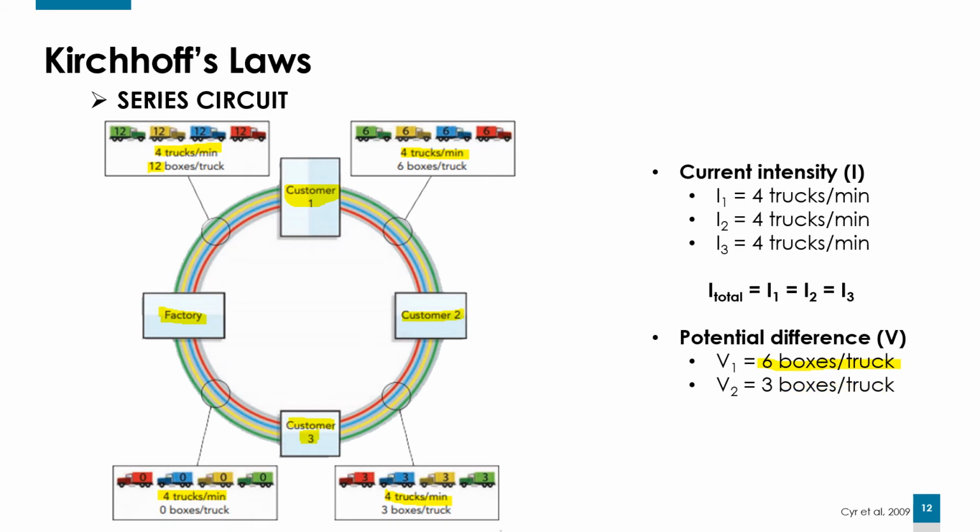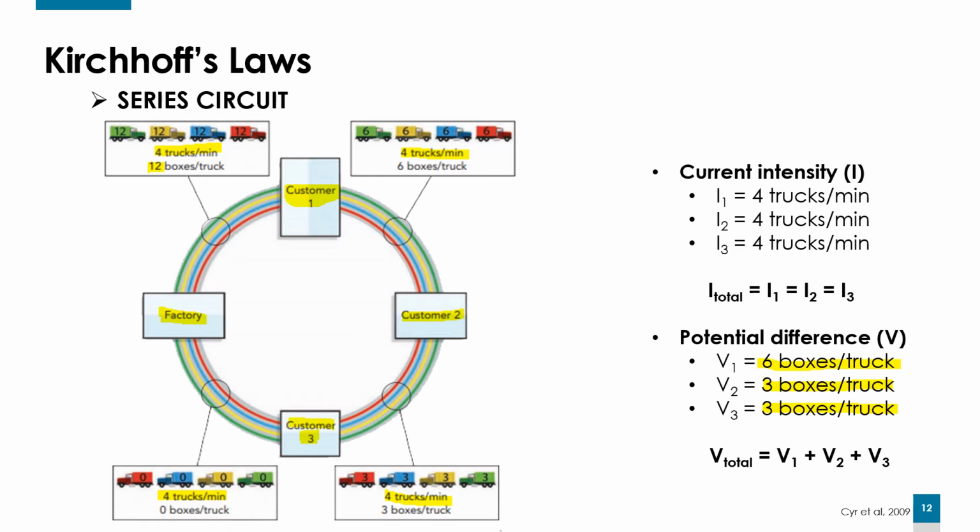In customer 2, they delivered 3. Remember, it was 6 and now they have just 3. So they delivered 3. And from 2 to 3, they also delivered 3. In this example, what can I conclude here?